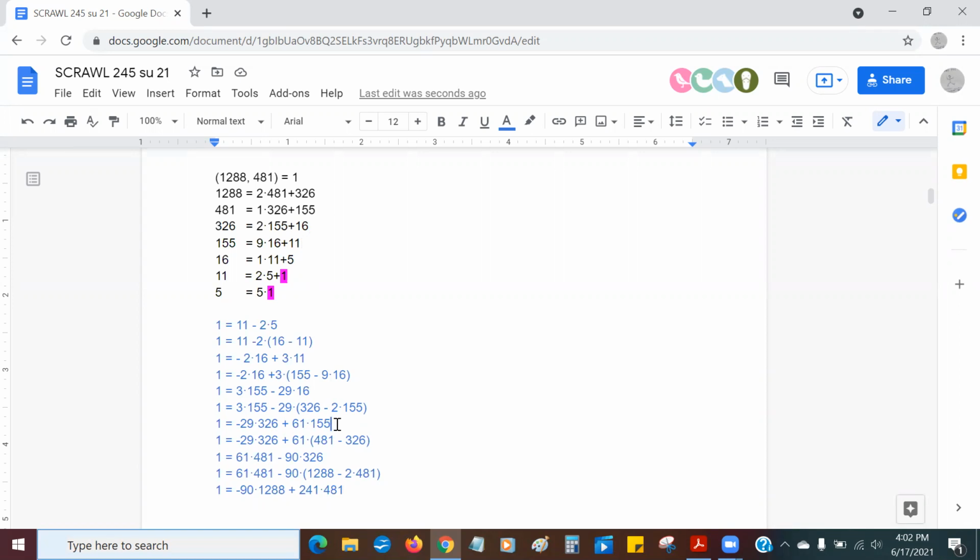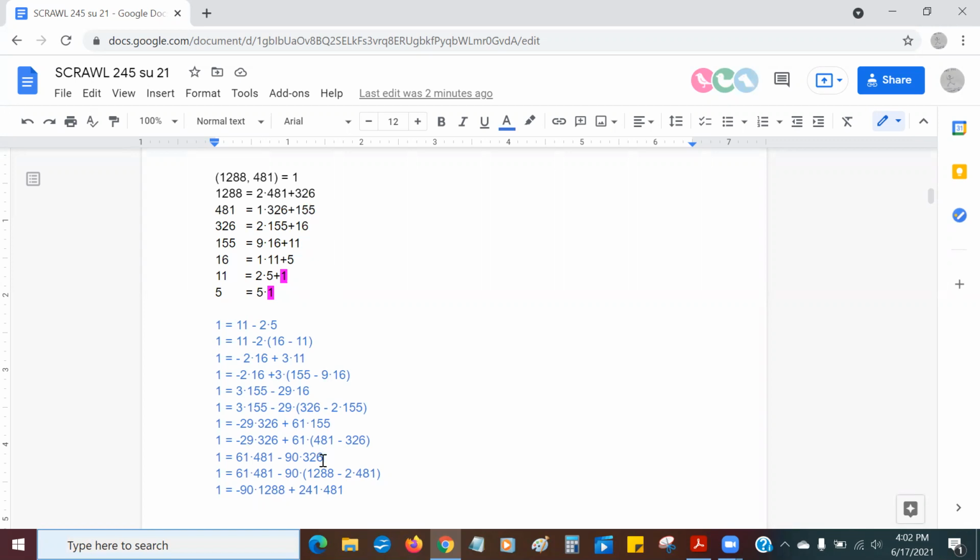I'm going to test out the bottom one. I'm not going to test each one on the way. You can do that if you want. Now for 155, I substitute from the next line, 41 minus 326, for my 155. Now multiply out all the parentheses, and I get this guy here.